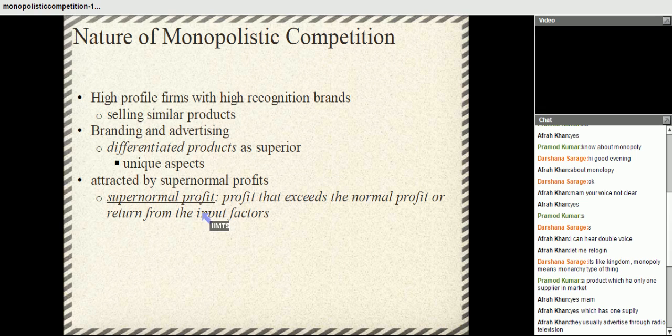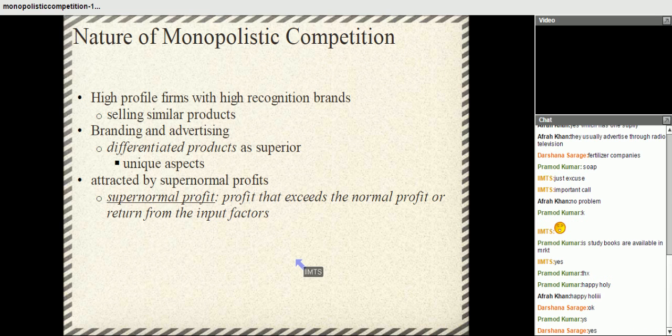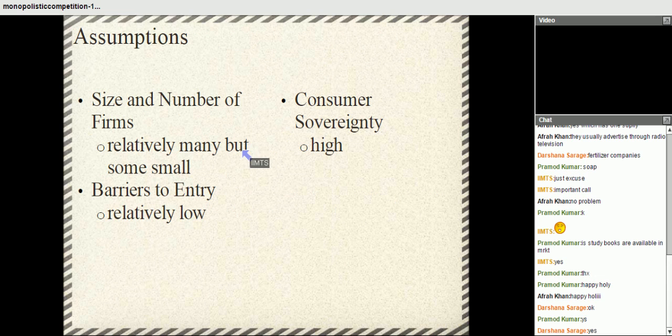Supernormal profit has been discussed. It is basically profit beyond the normal limits. So this is one thing that attracts people, meaning the producers, to enter this type of market. So what are the assumptions? The size and the number of firms: there are a large number of firms, but they are small in size.